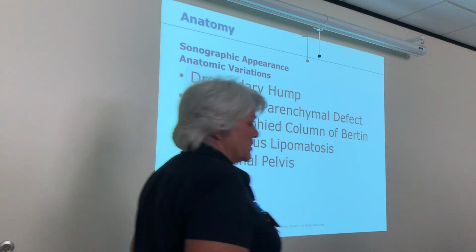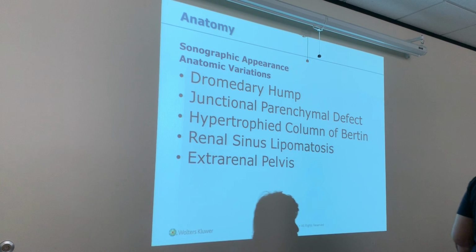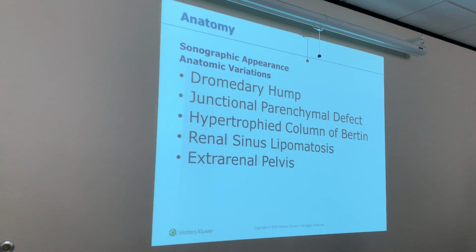These you already know about. Dromedary hump. It's where you have more cortex at the top of your kidney. The parenchymal defect, it looks like a bird's taking a bite out of the cortex. The column of Bertin, you have too much cortex in between the pyramids. Renal sinus lipomatosis, I haven't talked about that, or extrarenal pelvis. That is inside the kidney. It's not part of the ureter.